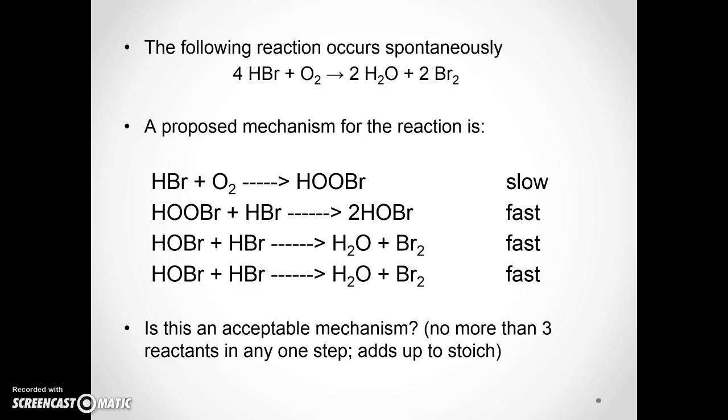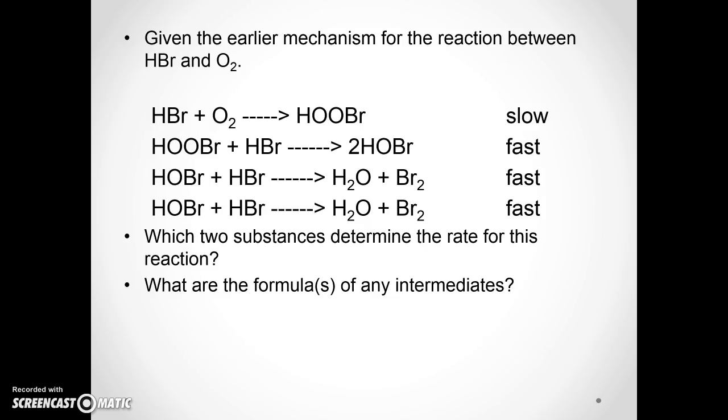So is this an acceptable mechanism? No more than 3 reactants in any one step, and it adds up to the stoichiometry that we see in the original reaction. It looks like yes. Given the earlier mechanism for the reaction between the HBr and the O2, and these are the same steps in the same order with the same speeds written on the right side, which 2 substances determine the rate for this reaction? What are the formulas of any intermediates?